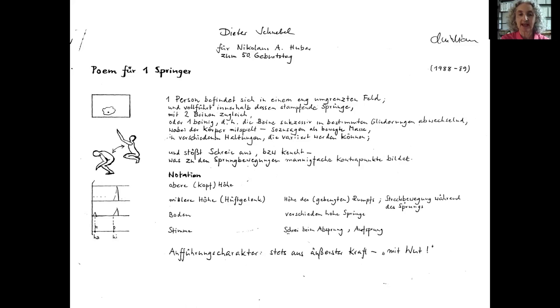And the notation is divided in four lines. The bottom is the voice. So a scream when you jump on, and a scream when you land. The other staves mean the ambitus of height. So the upper stave is the head, the next the hip, and the third the floor. So he was very interested in the height of the movements.